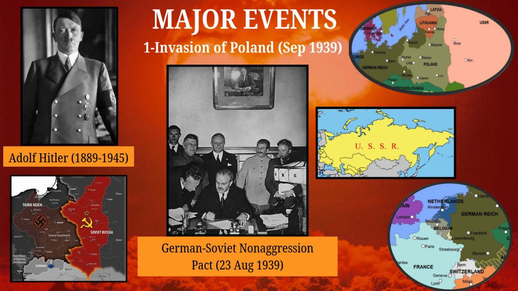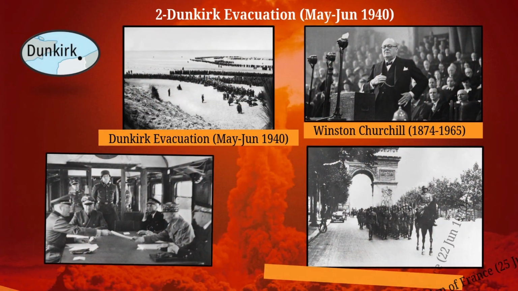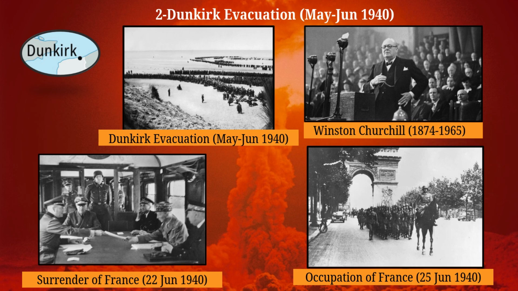Thereafter, Germany invaded the Netherlands, Luxembourg, Belgium, and France. The British and French were losing against the Germans. Large numbers of Belgian, British, and French troops were surrounded and cut off by the Germans. In 1940, 338,000 Allied soldiers were evacuated from the French town of Dunkirk.